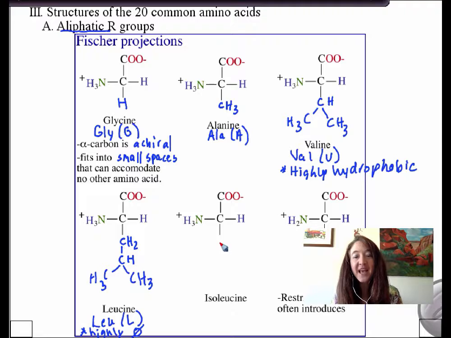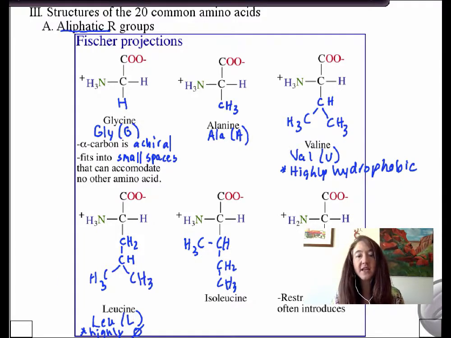Now, isoleucine, this is a really special amino acid because it's a lot like leucine, only the branch takes place up above. So we actually will recognize it as having an extra carbon branched off of its beta carbon rather than gamma. So this is what we're looking at for isoleucine.